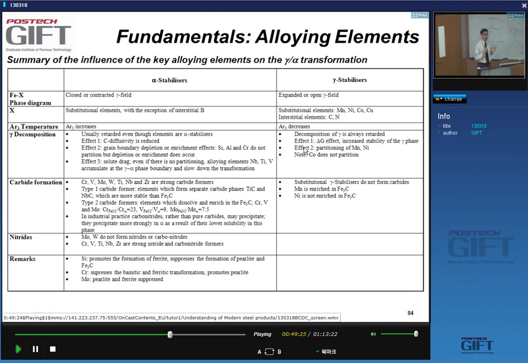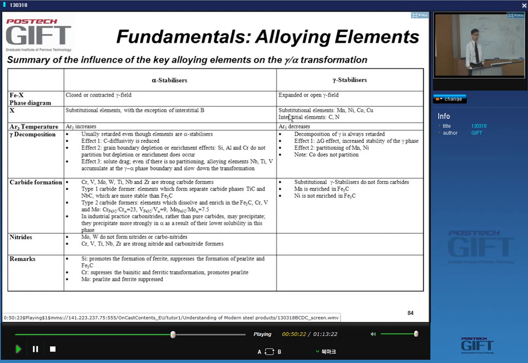Second, any time you have to partition elements during the transformation, you will slow down the transformation, right? Just like, for instance, you need to partition chrome from gamma to alpha, you need to partition nickel from alpha to gamma, and that will create a diffusion profile that has to be carried along with the transformation. So partitioning of manganese, nickel, etc. is important. And note the partitioning of cobalt is rather limited.